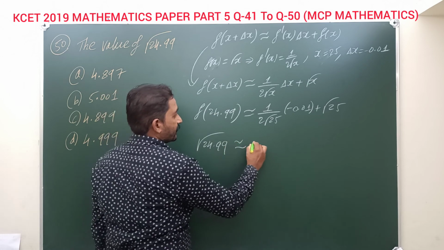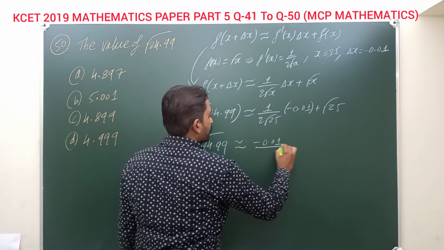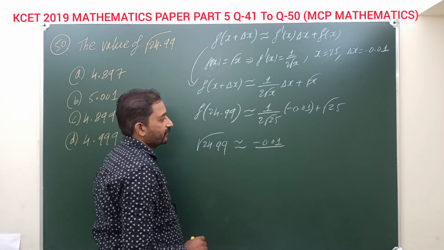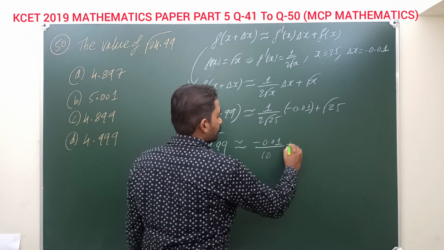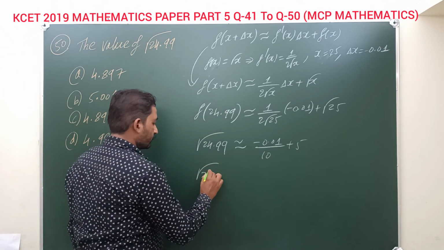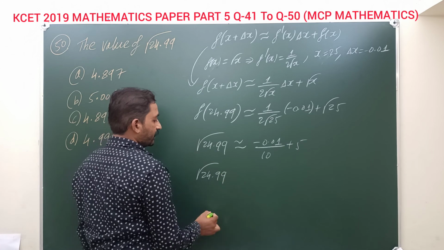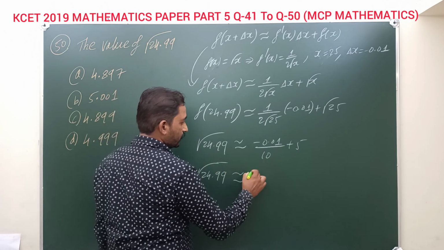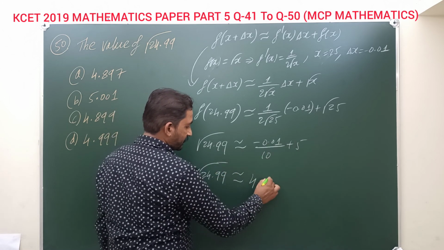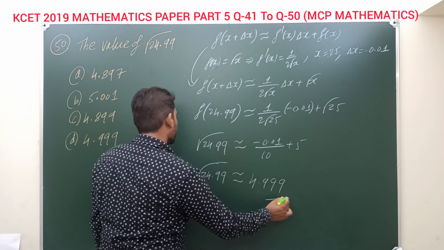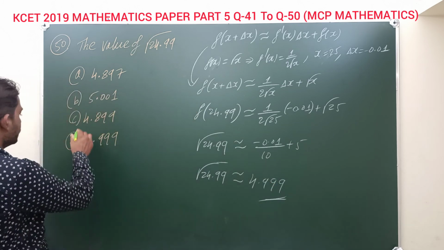So root 24.99 is approximately equal to minus 0.01 divided by 5 times 2, which is 10, plus 5. So the square root of 24.99 is approximately equal to 5 minus 0.001. Simplify this, we get the answer 4.999. So option D is correct.